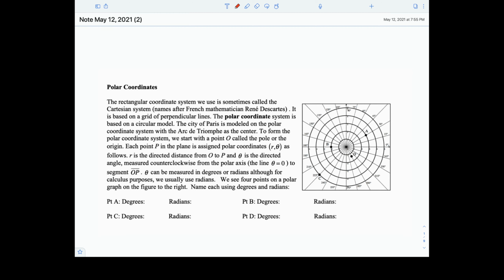And so let's begin. So, polar coordinates. I'm not going to read this little excerpt right here. If you want to, you can pause the video and read it yourself. I'm just going to highlight what's really important.